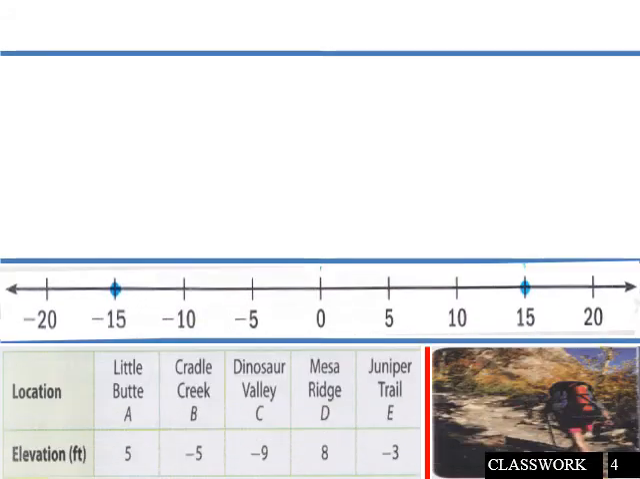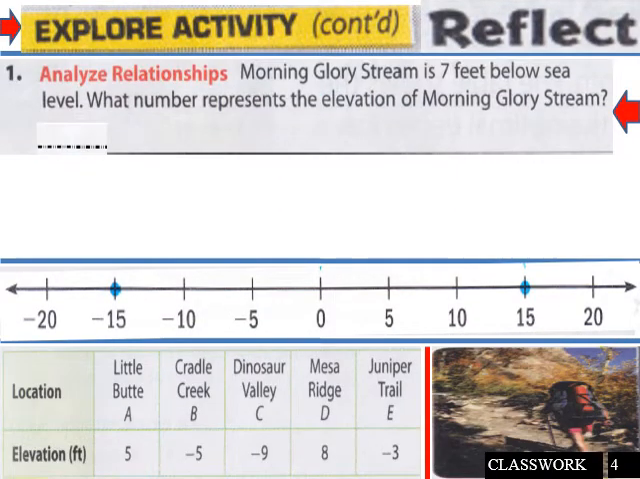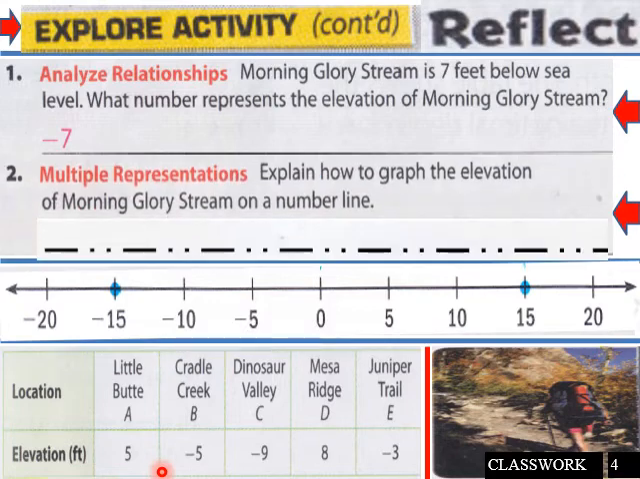Then page 4 of the class worksheet, Explore activity continued. Analyze relationships. Morning Glory Stream is 7 feet below sea level. What number represents the elevation of Morning Glory Stream? So 7 feet below would be -7.